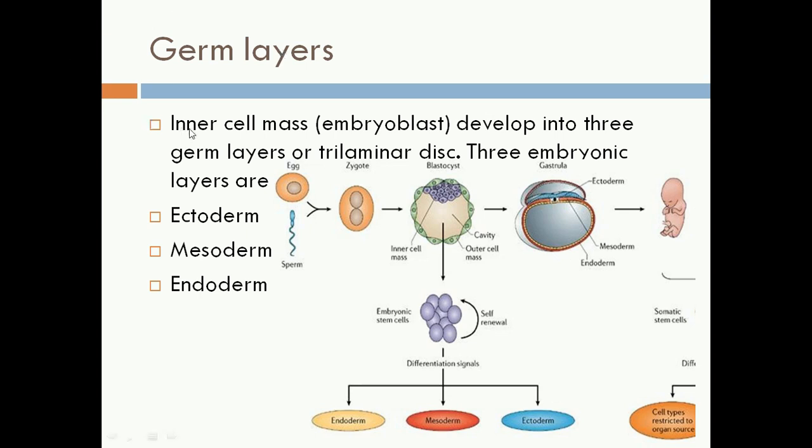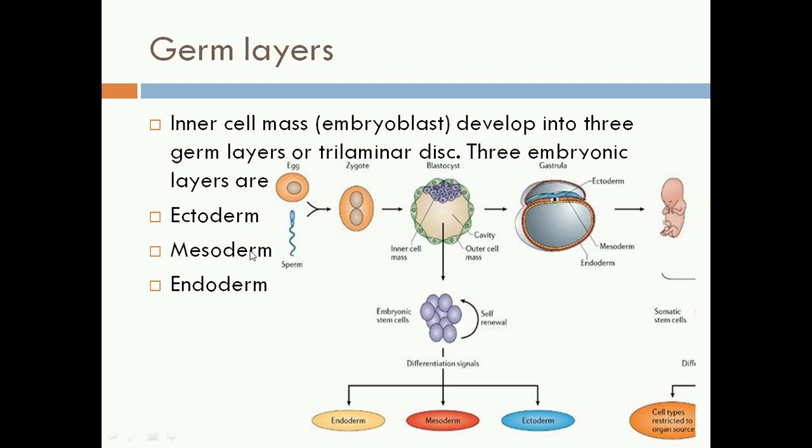Till now it is dilaminar, which means just two layers. Now it's going to become three layers, trilaminar. Tri means three. So the inner cell mass, which we called the embryoblast, is developing into the three layers of the trilaminar disc, and the third layer, which is inserted between the embryoblast and the trophoblast, is called the mesodermal layer, what we call the mesoderm.